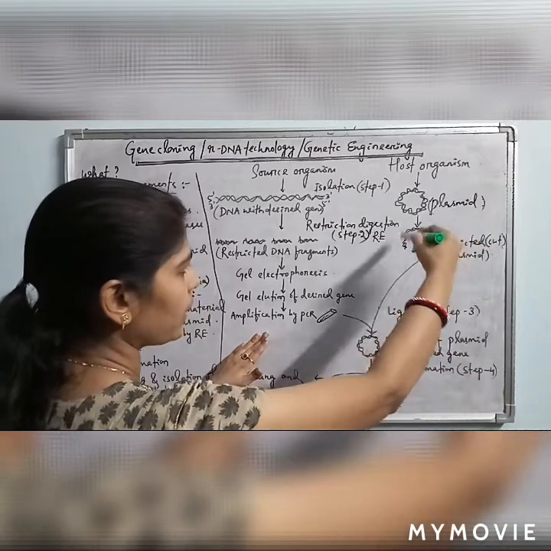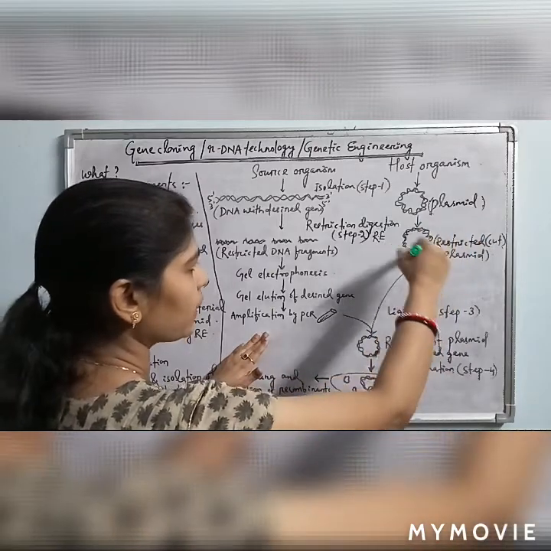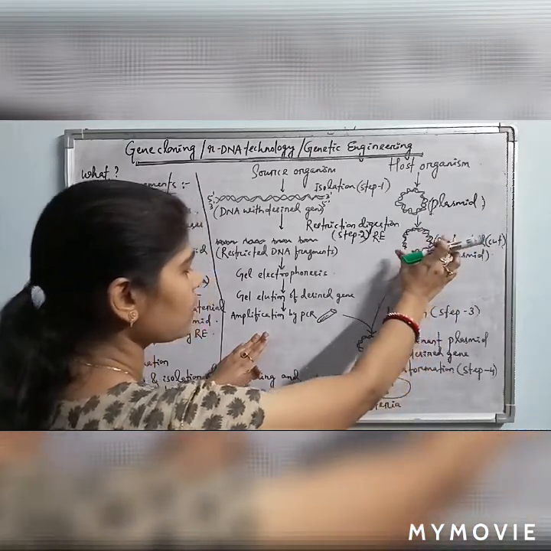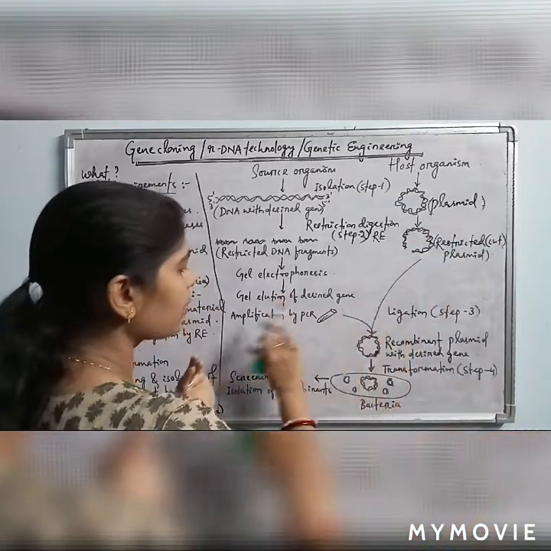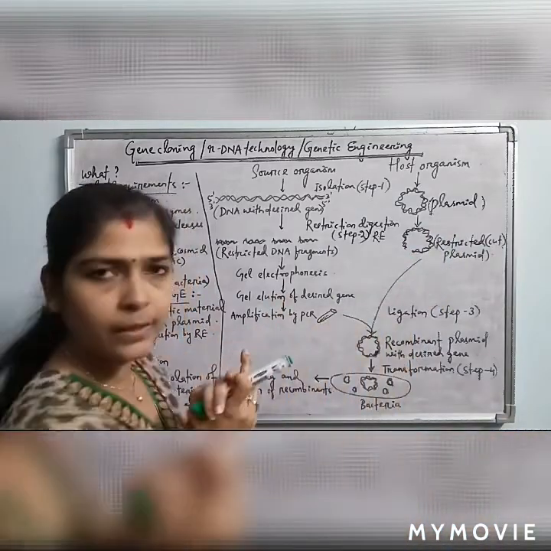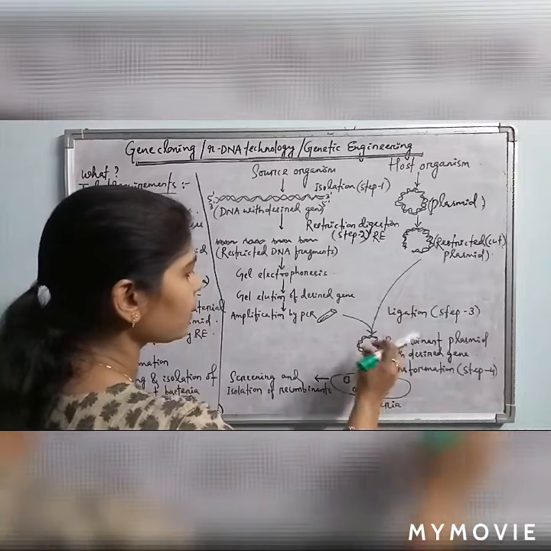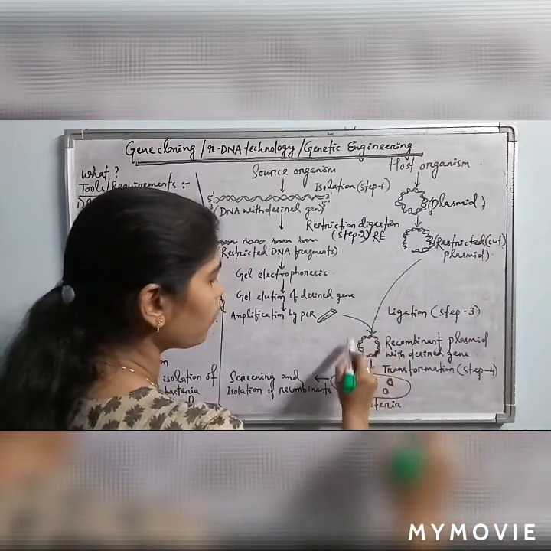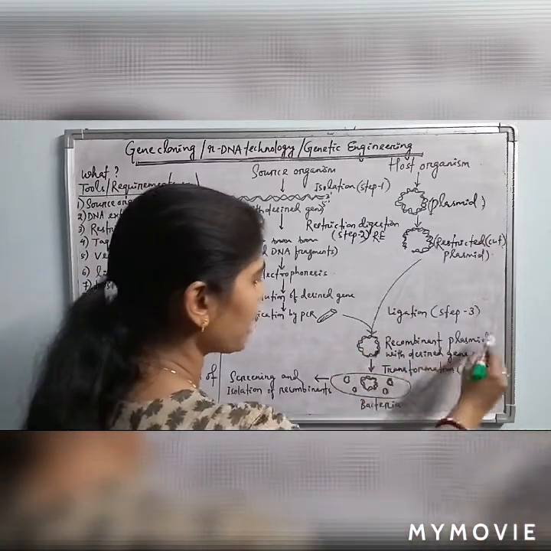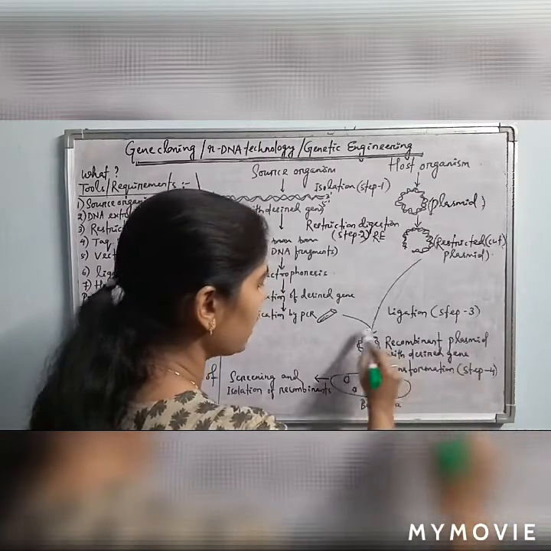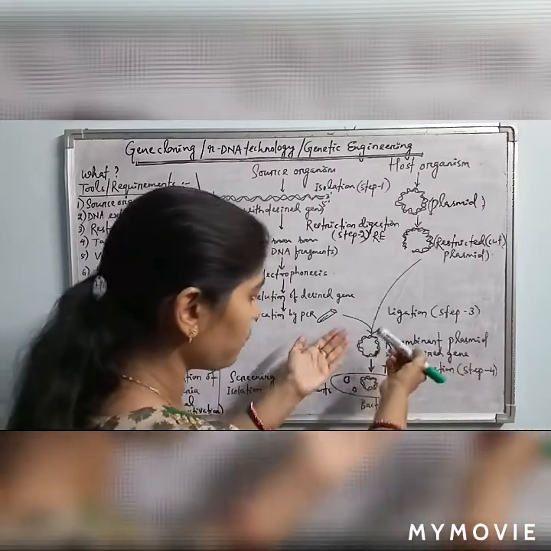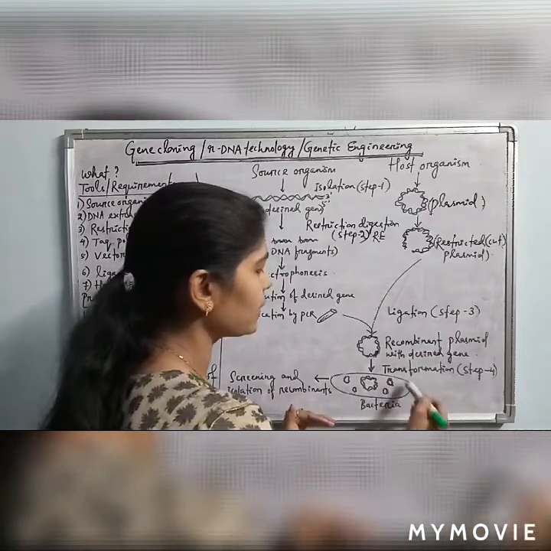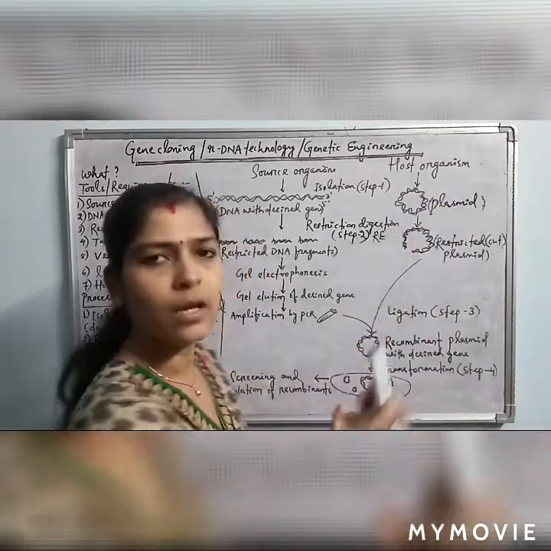The cut or linearized plasmid, this plasmid is now linearized. This linearized plasmid is ligated with the desired gene fragment of the DNA. After ligation, this is the recombinant plasmid that we have got, having the desired gene here. And in step 4, these recombinant plasmids are transformed into bacteria, the host from which the plasmid is extracted.